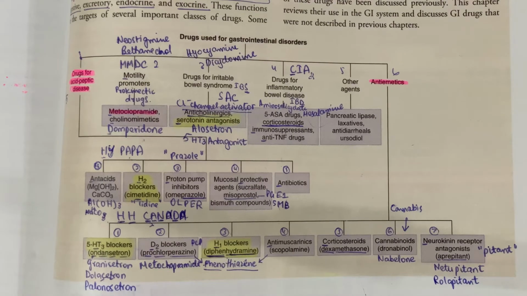Corticosteroids, dexamethasone, are also antiemetic. Cannabinoids, cannabis, nabilone, these are also antiemetics. A is for antimuscarinics, that is scopolamine. Phenothiazine and scopolamine, these are antimuscarinics.